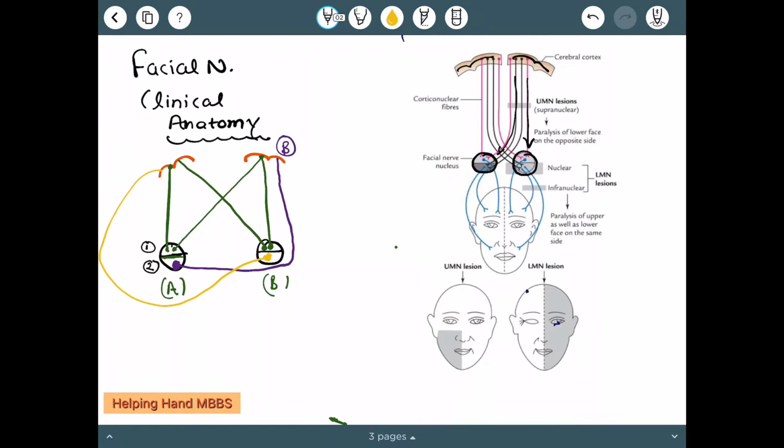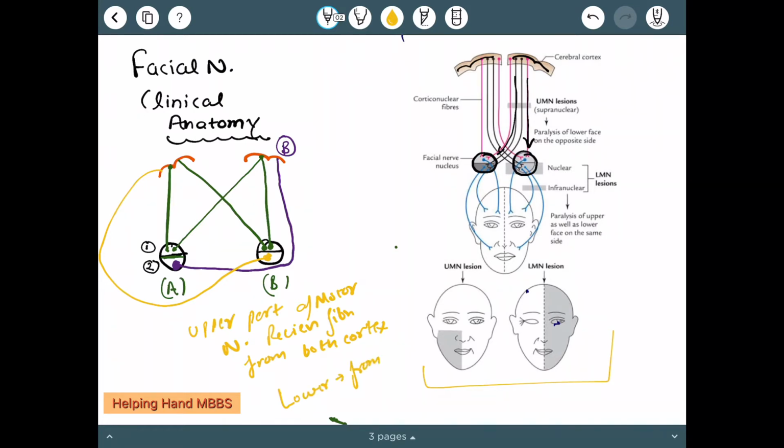So this is our first basic concept, shown in this figure also. You should remember this very clearly: the upper part of the motor nucleus of the facial nerve receives fibers from both cortices, and the lower one from the opposite cortex only. So by this basic introduction we can see the lesions now and understand the clinical features very easily.